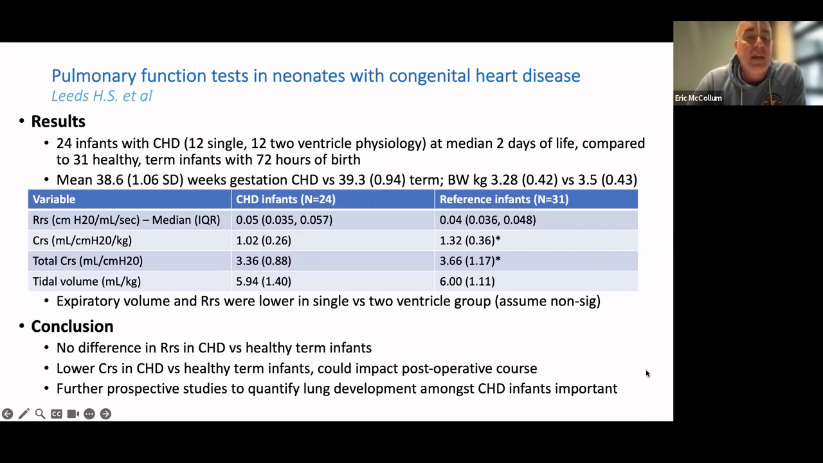To me it was an interesting study, bringing in both a different technique as well as a different group of infants with congenital heart disease. Any thoughts or comments here? This one's maybe a little more straightforward.